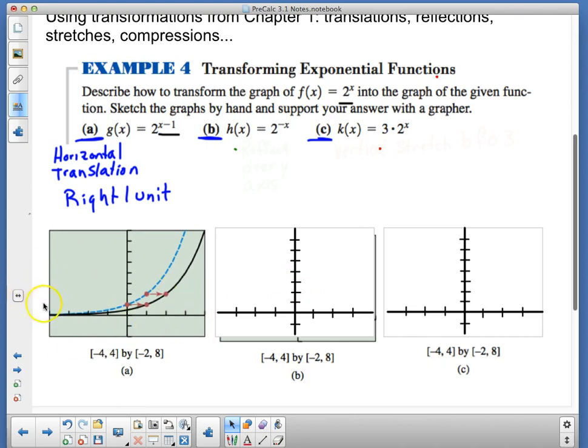So you notice that it translated to the right 1 unit as we look at the original graph that was blue. So it'll be a horizontal translation, right 1 unit. Here, if I'm reading here, that negative with the x, it's not a negative in front of the 2.